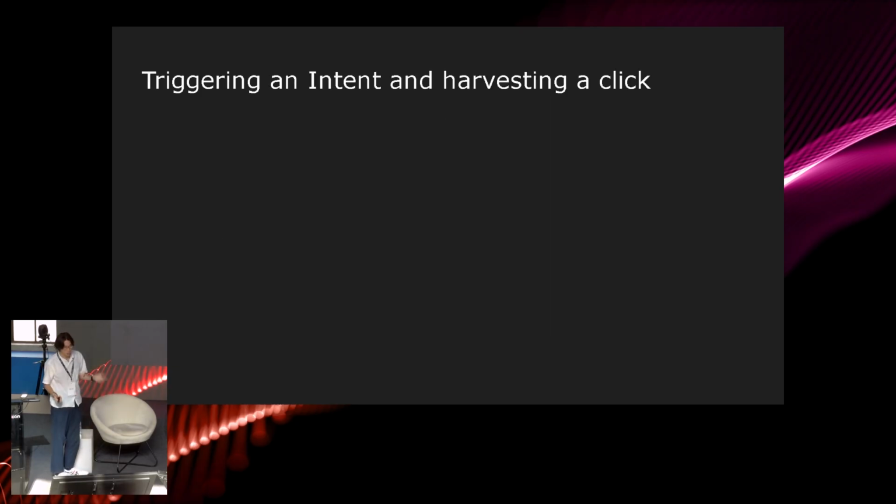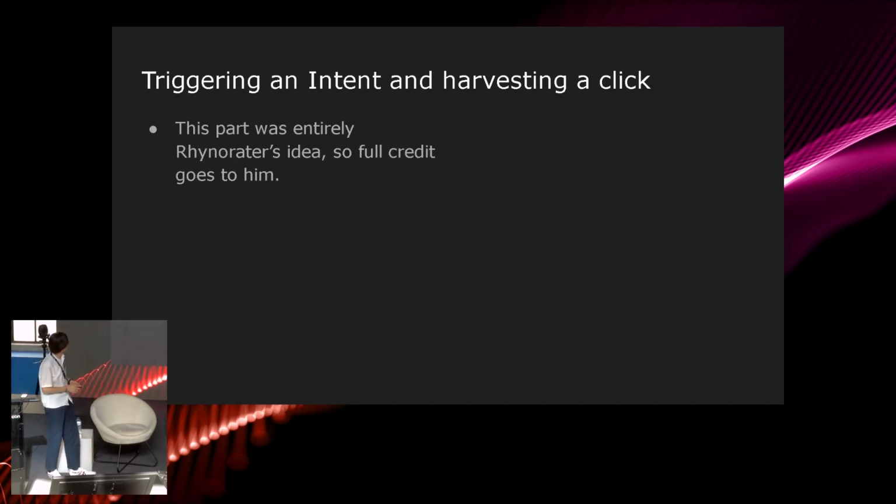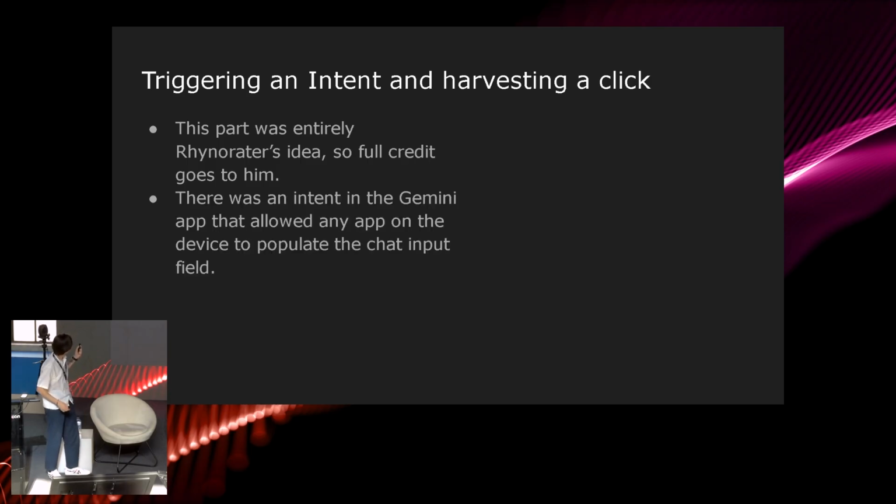So to do this, our friend Justin, Rhinorator, had this amazing idea. So full credit goes to him for this. There was an intent in the Gemini app that allowed any app to populate the chat input. An intent is like an action you can call in an app. It's a way for apps to do stuff with each other. So we had a malicious app that would call this intent, which was misconfigured so that anyone could call it. And all it would do is put a bunch of text, whatever we wanted, in the input field of Gemini on the mobile app. It wouldn't send it though.